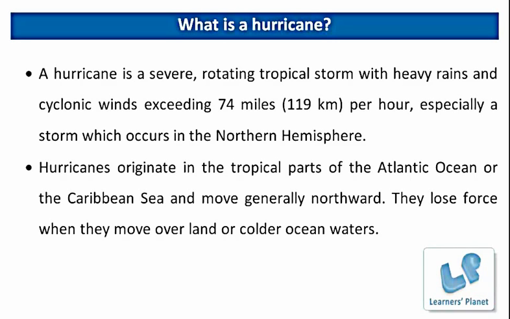My dear friends, a hurricane is a severe rotating tropical storm with heavy rains and cyclonic winds exceeding 74 miles, that is 119 kilometers per hour, especially a storm which occurs in the northern hemisphere. A hurricane is a tropical storm with winds that have reached a constant speed of 74 miles per hour or more. The eye of the storm is usually 20 to 30 miles wide and it may extend over 400 miles.